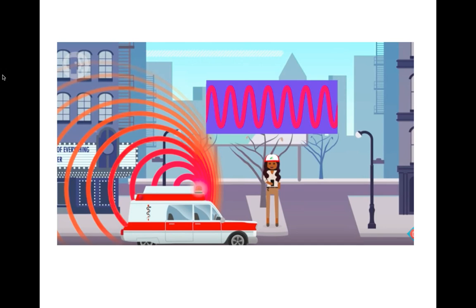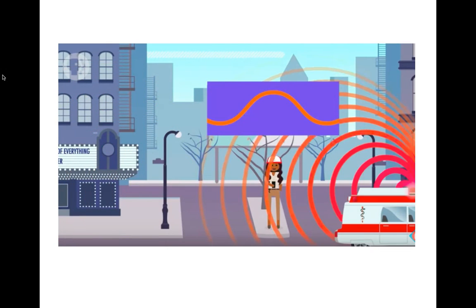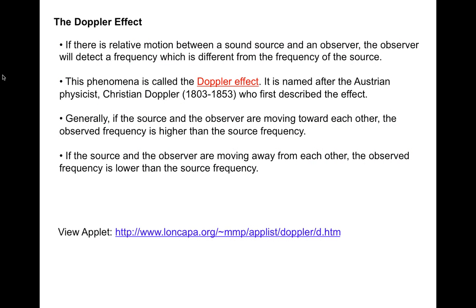Once the ambulance moves away from you, the sound waves are farther apart, so you hear a sound wave with a lower pitch and a smaller frequency. Remember, pitch and frequency are directly related. So when we talk about the Doppler effect, we're talking about relative motion. If there is relative motion between a sound source and an observer, the observer will detect a frequency which is different from the frequency of the source. This phenomenon is called the Doppler effect.